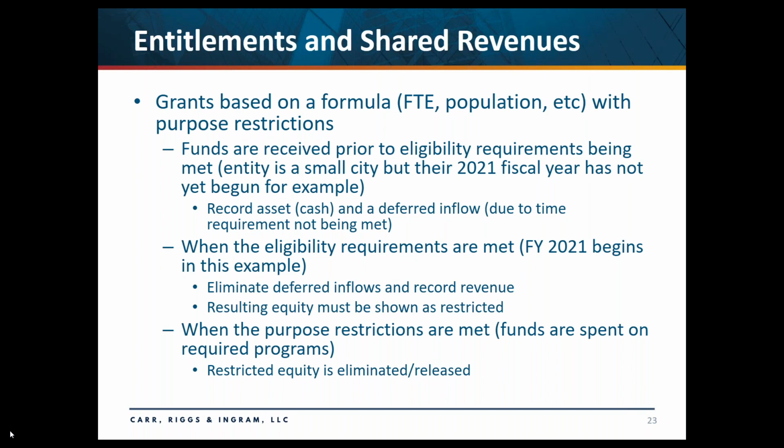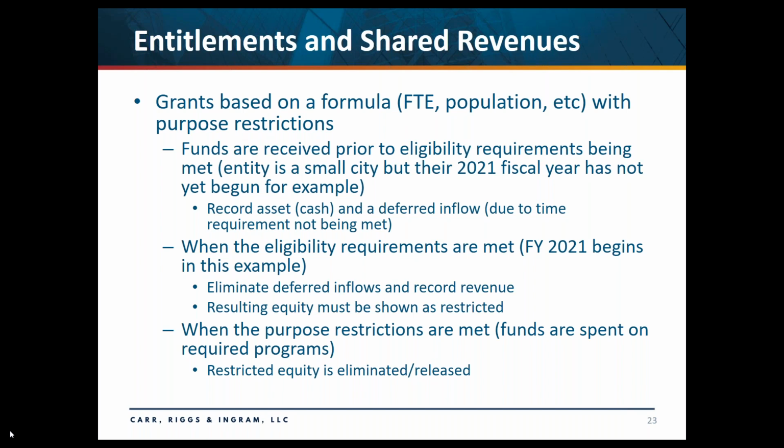So now I've booked my cash as a debit, and then I'm booking a deferred inflow, because what hasn't been met yet is a time requirement, and that's an eligibility requirement. My credit is going to go to deferred inflow until my fiscal year 2021 starts. At that point, I've met that final eligibility requirement of a time requirement. I'm going to eliminate my deferred inflows with a debit, and my credit will then go to revenue. So at the end of the day, I'm going to have an asset, cash, and revenue. In that prior fiscal year, because I booked a deferred inflow to offset my cash, I don't have any equity generated to worry about restricting. Once I've met my eligibility requirements and reduced my deferred inflows to zero, now I have a credit to revenue. Now I've got equity, right?